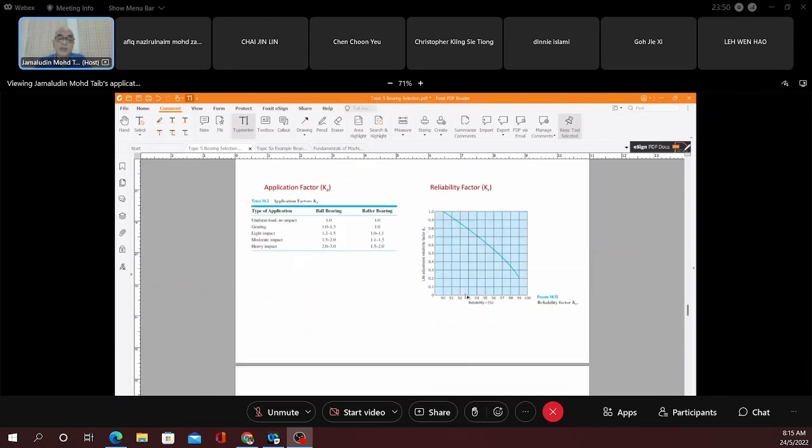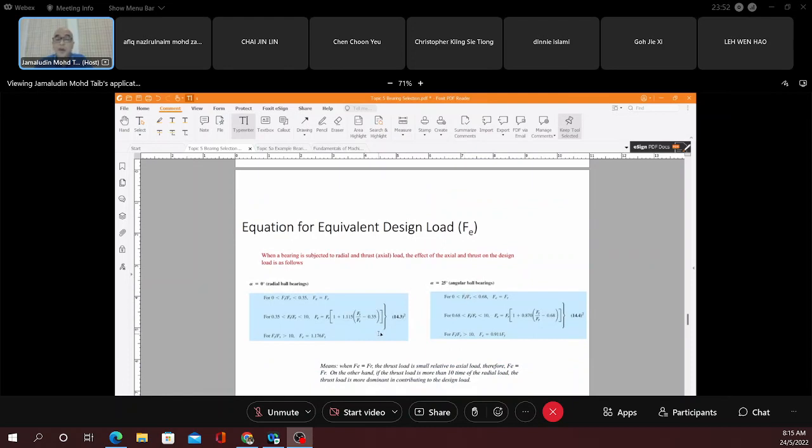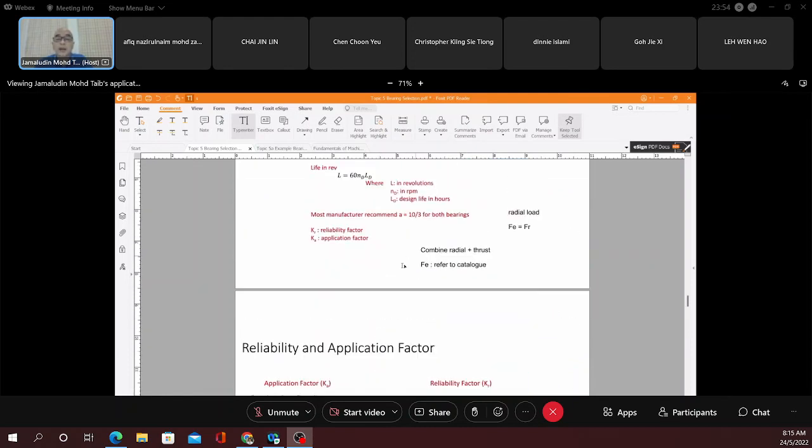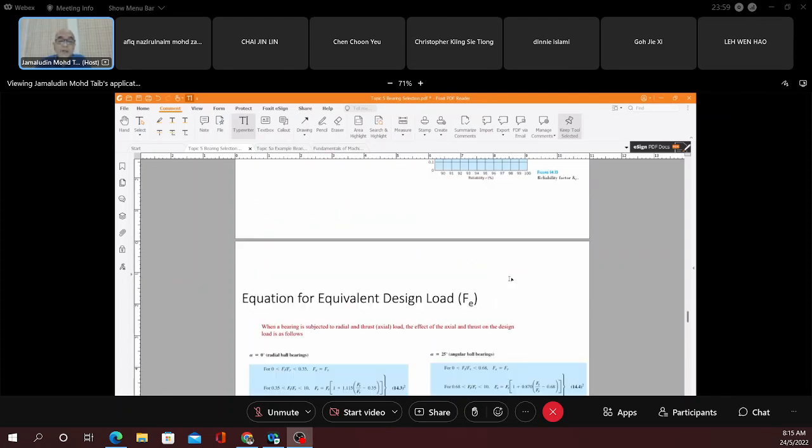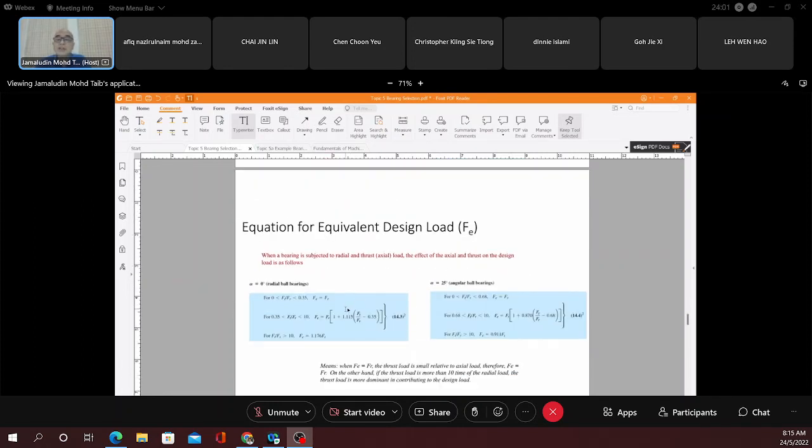In our case, we have to refer to our equation in the book, or for SKF, you refer to the SKF catalog and so on. The main idea of the equivalent FE here is how much of the ratio of the radial and thrust loads is taken into account to form the FE. That's the basic thing. For the radial ball bearing here, this is a very specific catalog.